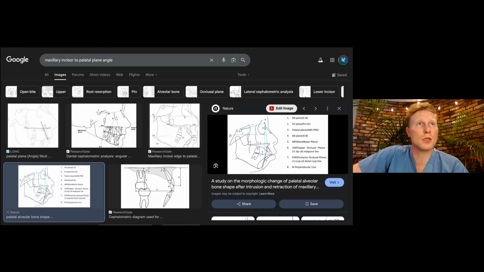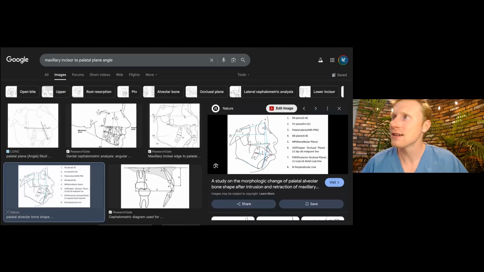I guess potentially it could be non-union, malunion, could be dehiscence. Not dehiscence. I'm trying to figure out what you're looking for.